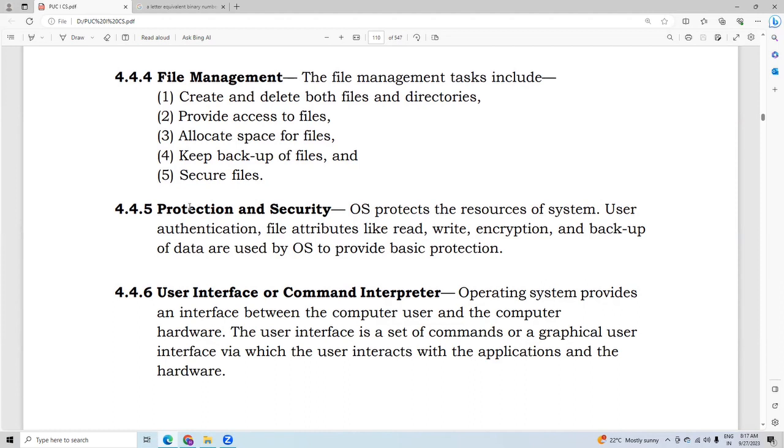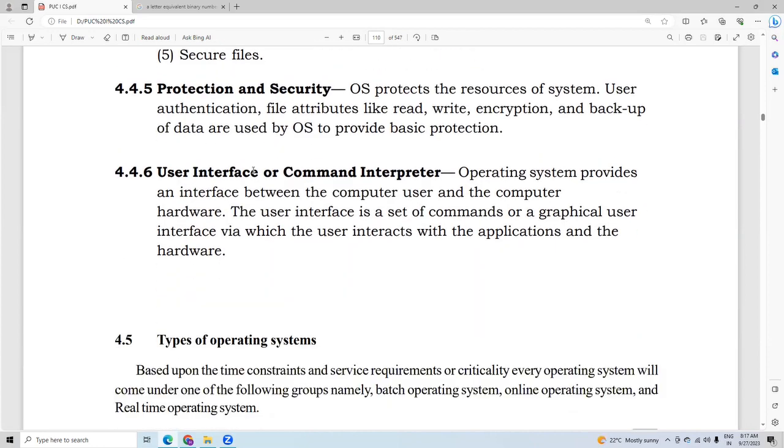Protection and security is also given to you. Firewalls are there in the computers, right? And user authentication: when you start the computer, it asks for a username and password. And to control file access, they create file attributes like read, write, encryption, and backup of data. They all do it.